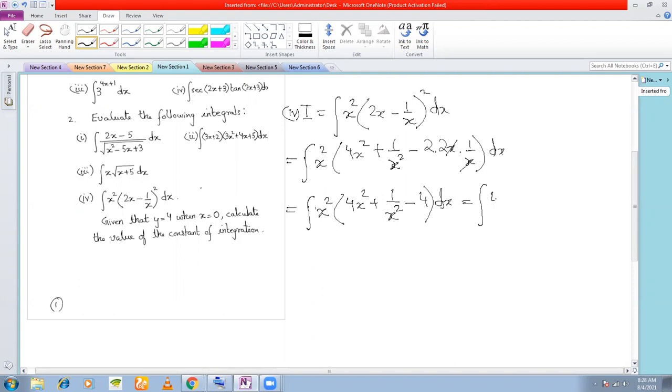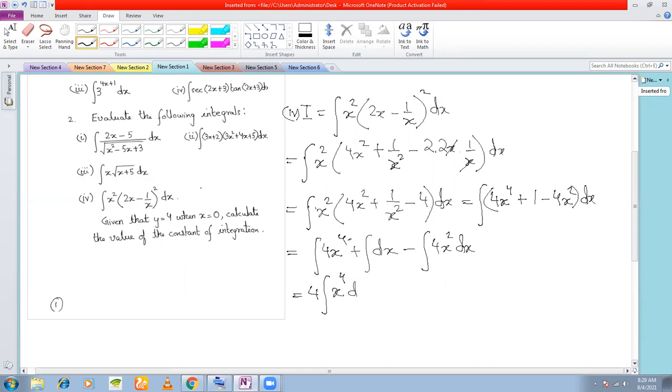which is equal to integral 4x to the power of 4, multiplying x square throughout, plus x square into 1 by x square will give you 1, minus 4 into x square dx. So now you integrate separately. Integration 4x to the power of 4 plus integration 1 dx means simply integration dx, minus integration 4x square dx. Now you take 4 out of the integration to get x to the power of 4 dx, plus integral dx, minus, you take the 4 out here, you get x squared dx.